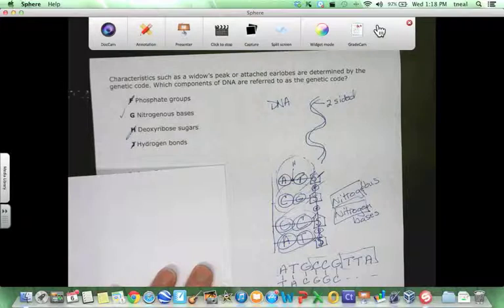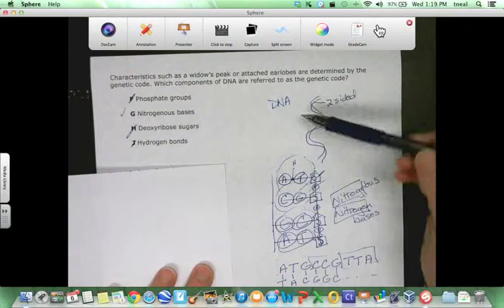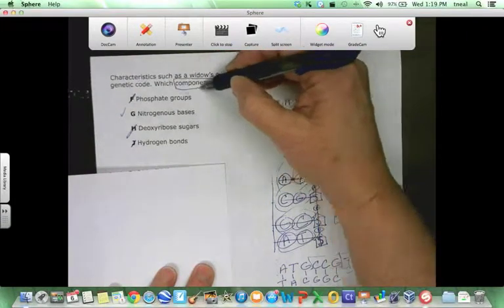But notice the process I went through. I tried to look at all the things I could remember about DNA and the components of DNA.